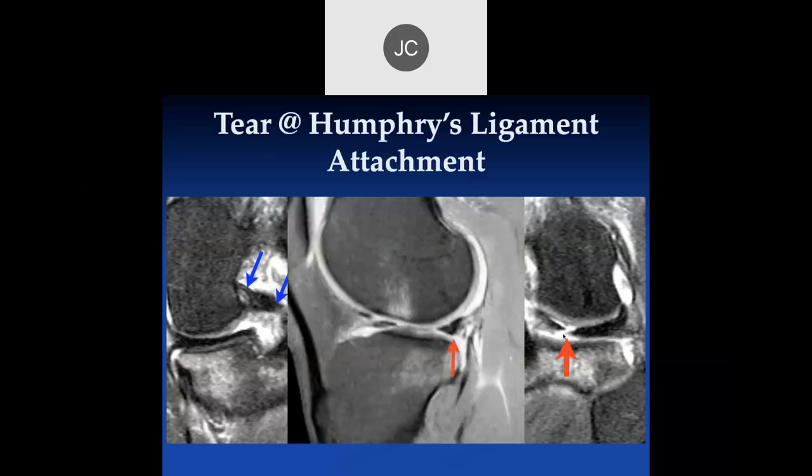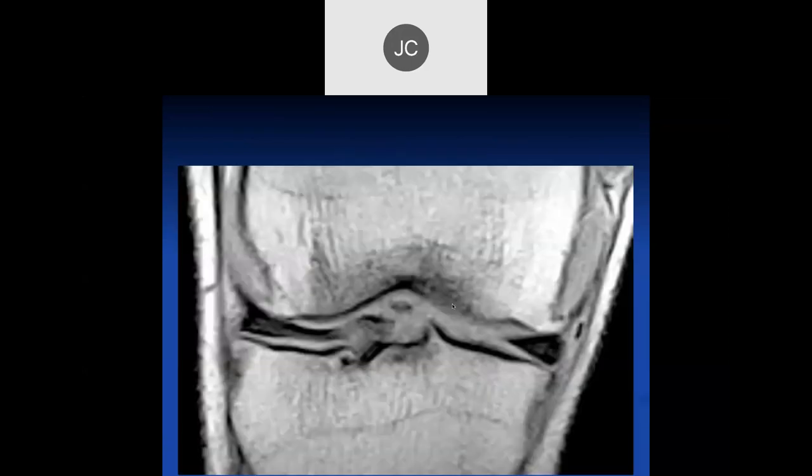So this is actually a tear right at, in this case, Humphrey's ligament, which attaches there. We'll talk about the difference between Humphrey's ligament and Wrisberg's ligament later when we talk about ligaments. So you can have some difficulty. There are other anatomic things in the posterior horn of the lateral meniscus peripherally that can also be a problem, and we'll talk about those later as well.